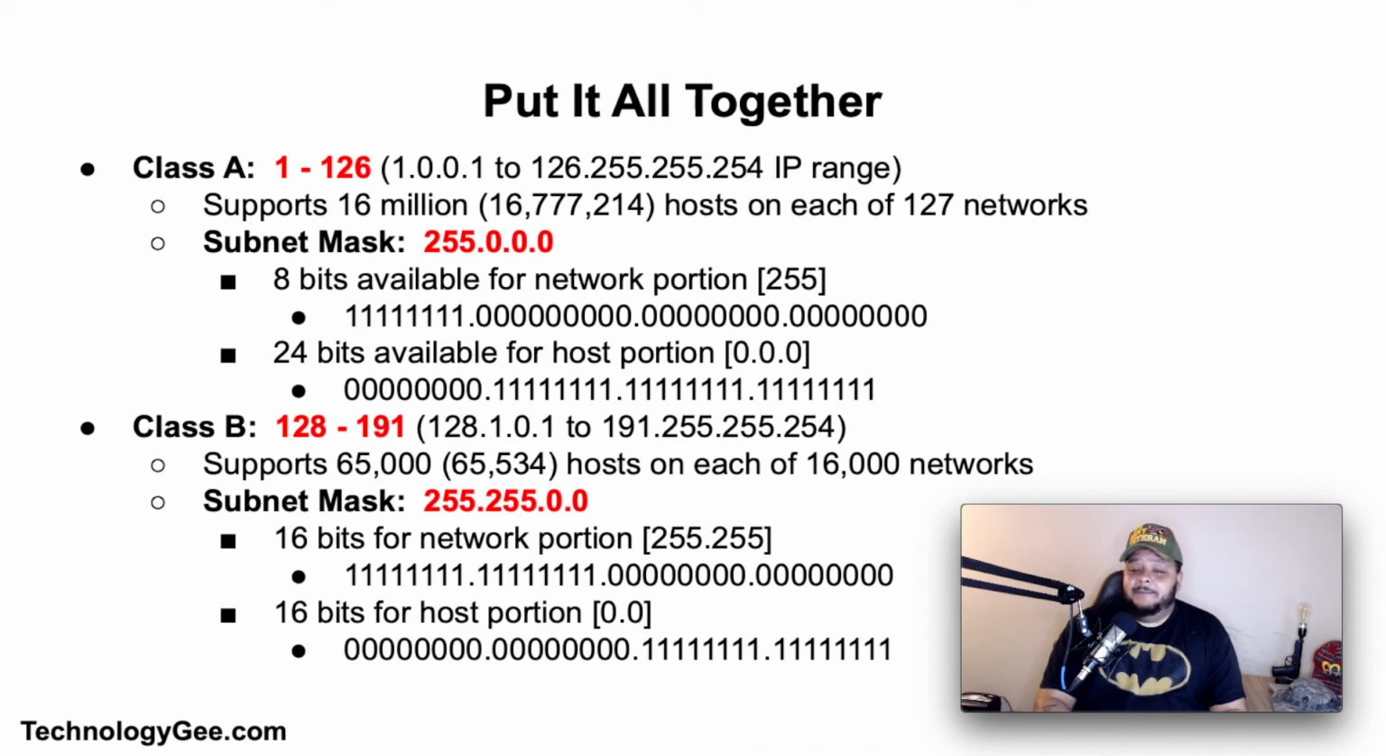And its subnet mask is 255.255.0.0. And it has 16 bits for the network portion represented by the 255.255. And down below, you can see its binary equivalent. And then it has 16 bits for the host portion, which is represented by 0.0. And once again, down below, you can see its matching binary equivalent.